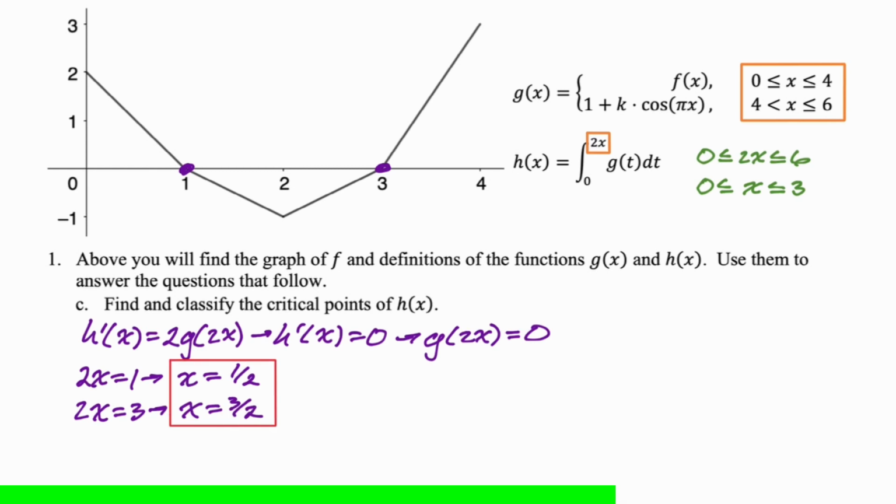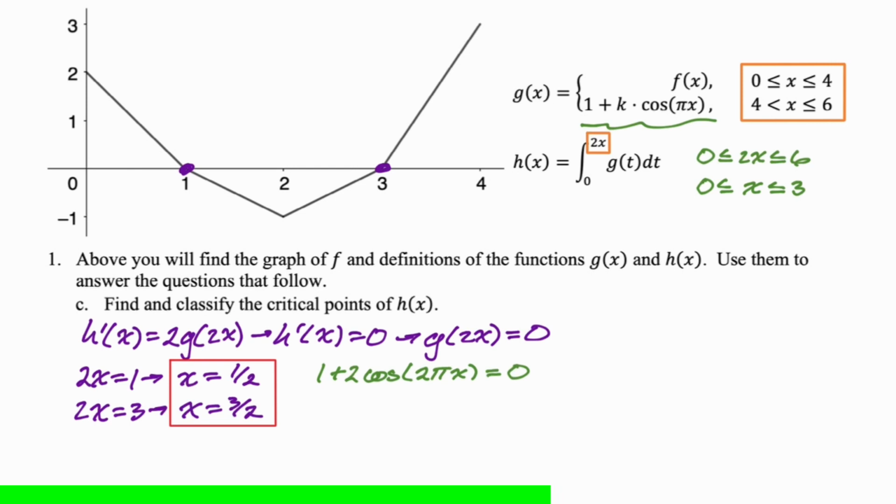We need to deal with the part that has g involved, right? So if you look at it as g of t is 1 plus, we know that k is 2, 1 plus 2 cosine of pi t. Now we're doing g of 2x, so that's going to become 1 plus 2 cosine of 2 pi x, right? Because g of t is 1 plus 2 cosine of pi t, g of 2x is 1 plus 2 cosine of 2 pi x.